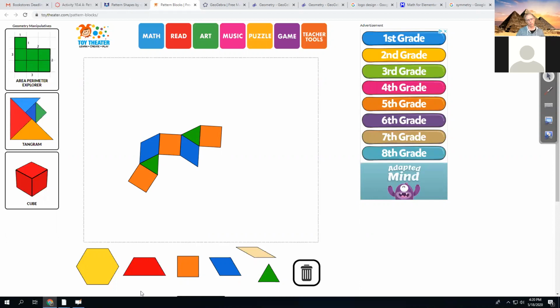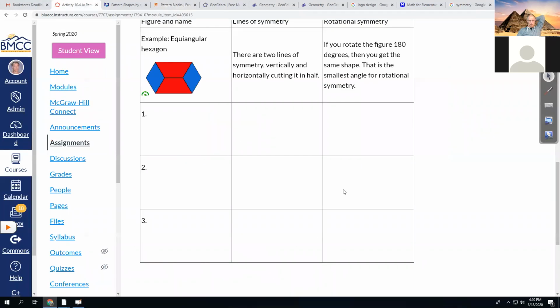But I would like something with multiple lines of symmetry and some rotational symmetry also. So play, have fun, and I'll show some more next time. All right, I'm going to shut up now. We will continue with this activity next time. My hope is you worked on it some in between.